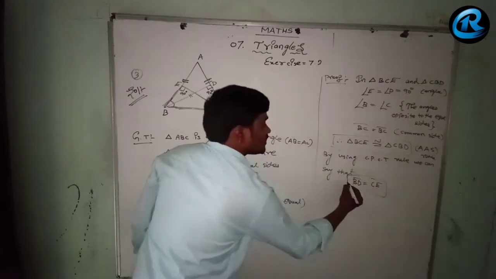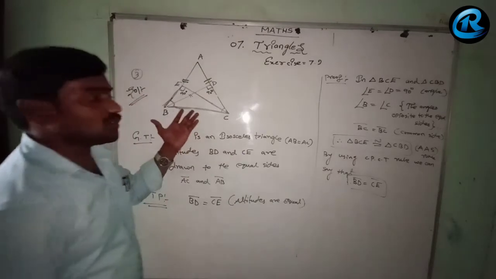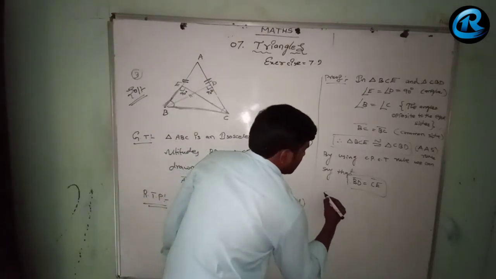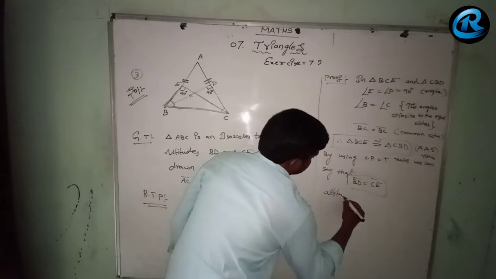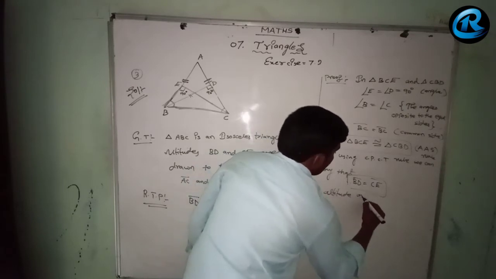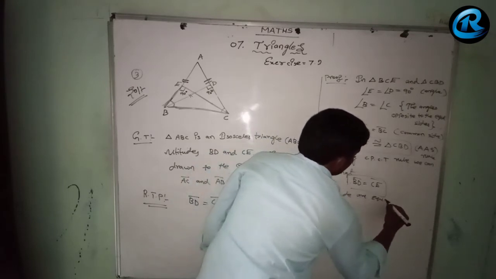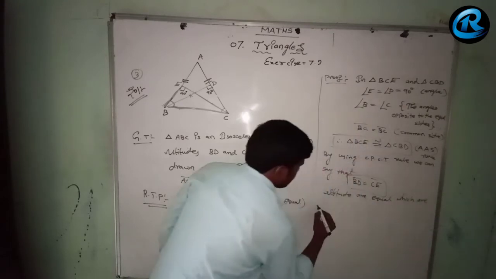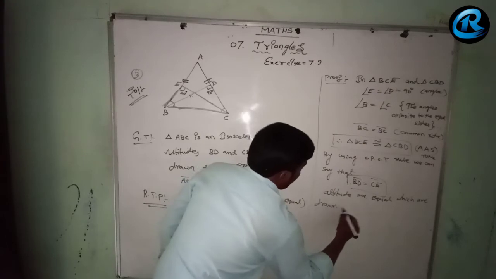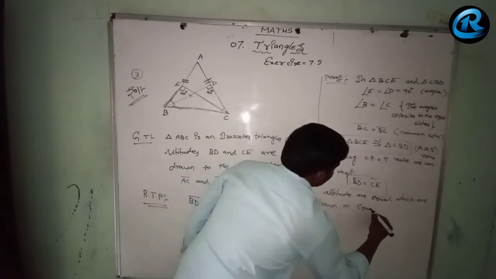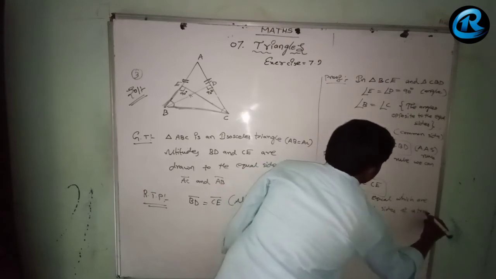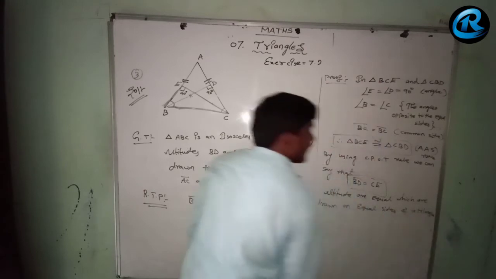If BD equals CE, hence the altitudes are equal, which are drawn on equal sides of a triangle. Equal sides of a triangle.